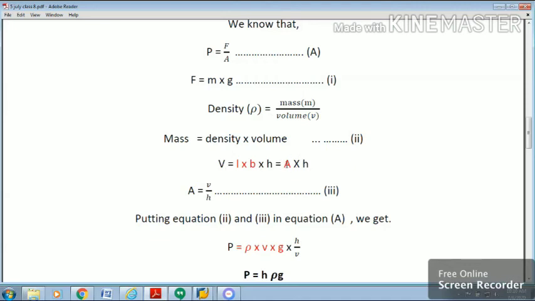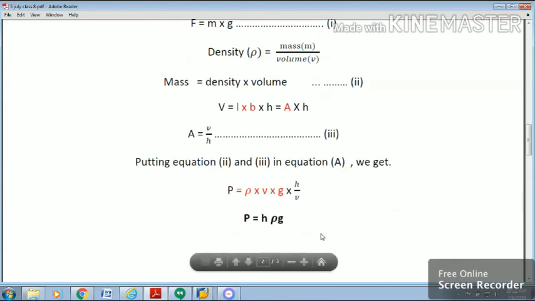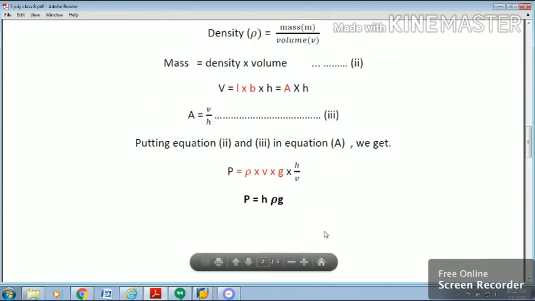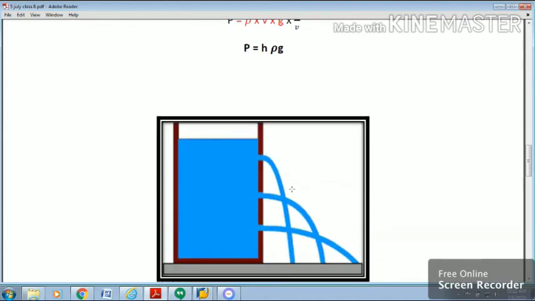Now write in terms of area. Area is equal to volume by height, as h goes to the other side. Putting equations 2 and 3 in the first equation A, when you substitute the values of force, mass and area and simplify, we get the relation pressure is equal to h rho g. That means pressure is directly proportional to the depth of the liquid, the density of the liquid and the acceleration due to gravity.